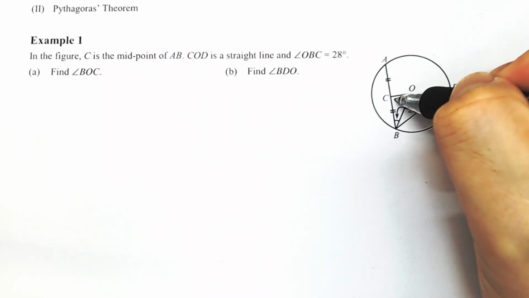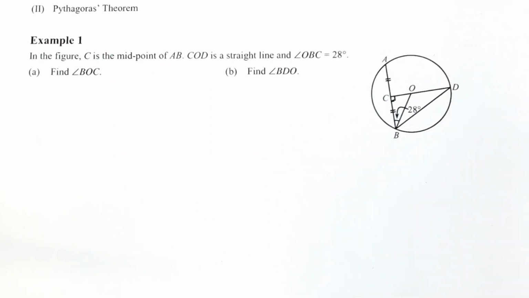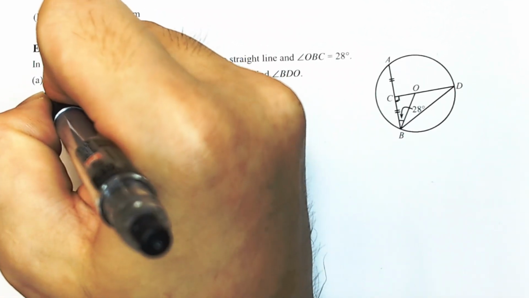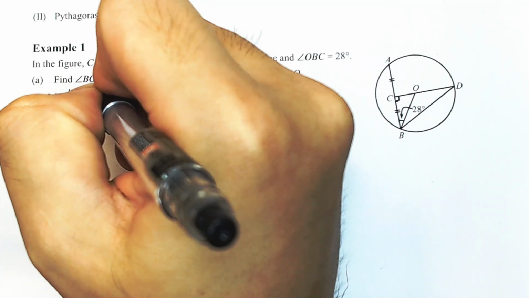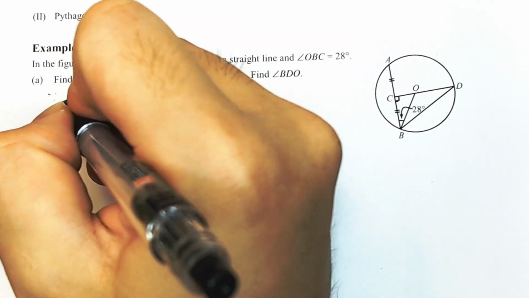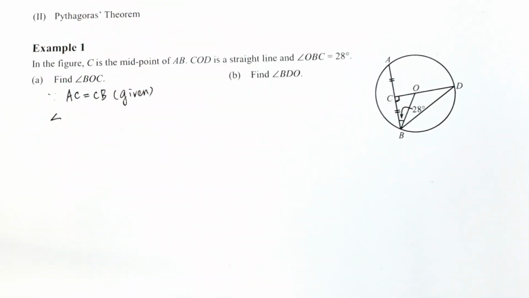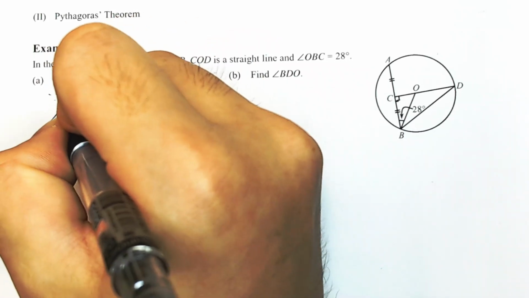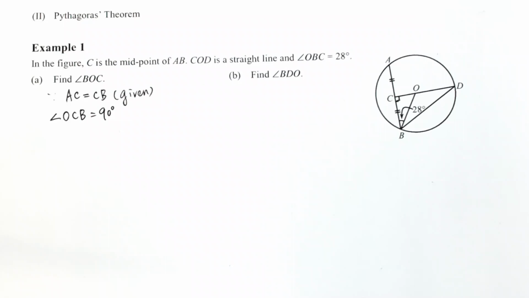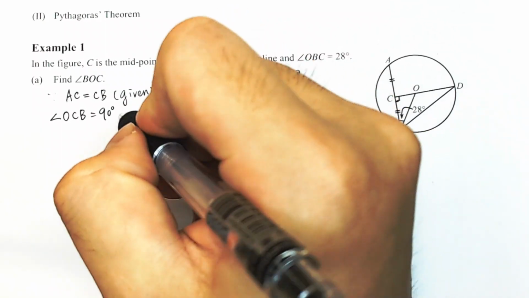If we know this angle and you know it's 90 degrees, then we can use angle sum of triangle to find it. But to present it properly, you first need to say, since AC is equal to CB, which is given, then you write OC is perpendicular to AB, or you can just write what you want. That is, angle OCB is 90 degrees. And what's the reference here is the line joining center to midpoint of chord, perpendicular chord.